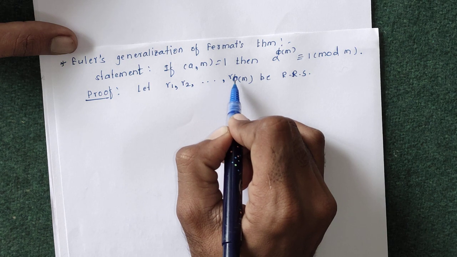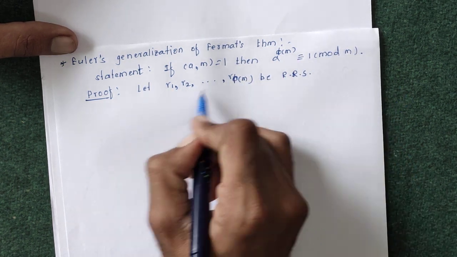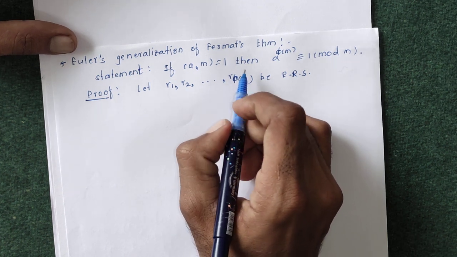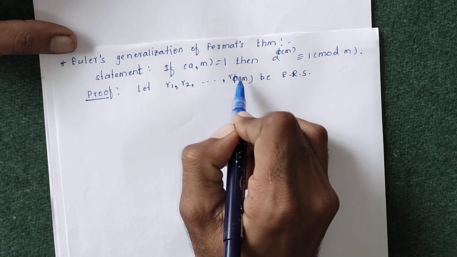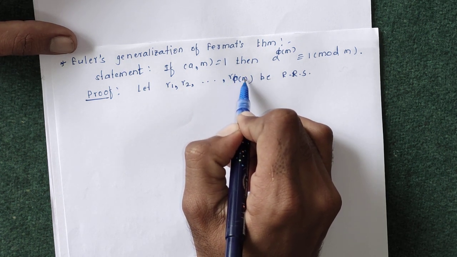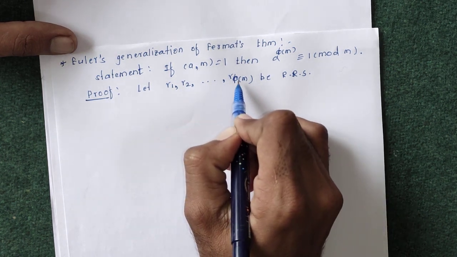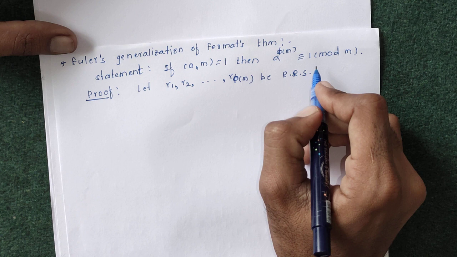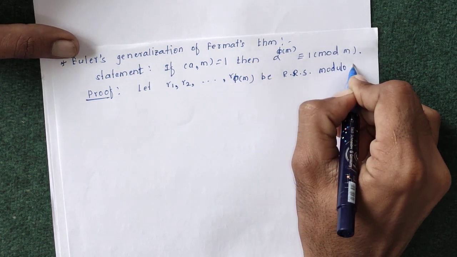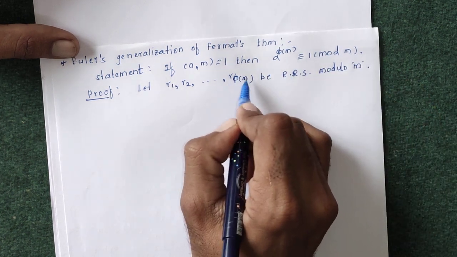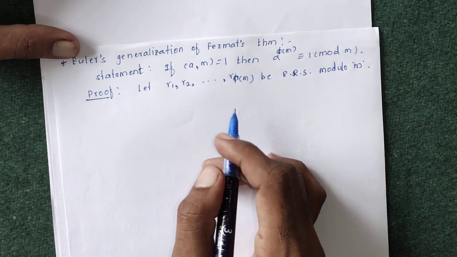If R1, R2 is a reduced residue system, then the number of all these integers is equal to phi of m, since by the definition of Euler's phi function, phi of m means the number of integers less than m and relatively prime to m. So R1, R2 up to R phi of m is a reduced residue system modulo m, and this number must be phi of m.